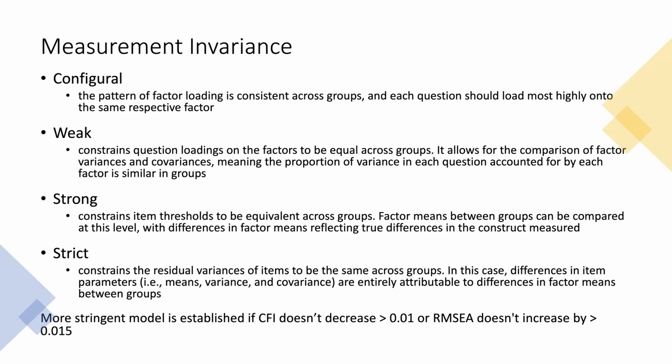And if that is established, then we can go on to something called weak invariance. In this one, we constrain the loading of each question onto that factor to be equal as well. This allows the comparison of the factor variances and covariances, which means that the proportion of variance in each question accounted for by each factor is similar in each group. After we have established weak invariance, we can go on to strong invariance, where we now constrain the item thresholds.